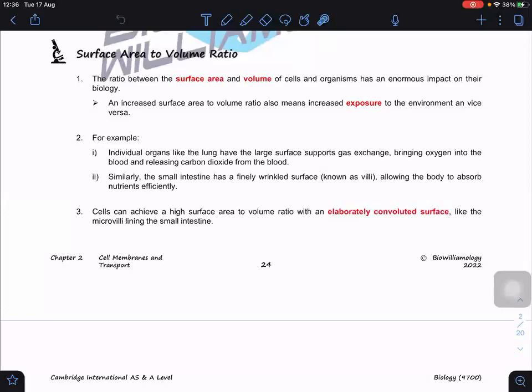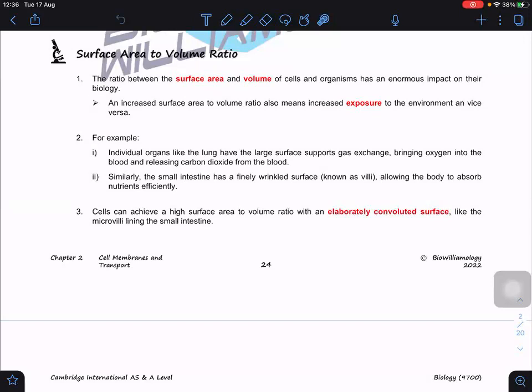Okay, so now what does surface area to volume ratio mean? It's actually a ratio. We calculate the surface area divided by the volume. The ratio between the surface area and the volume of the cells and of an organism has an enormous impact on their biological processes.